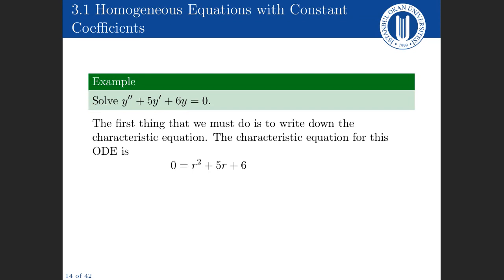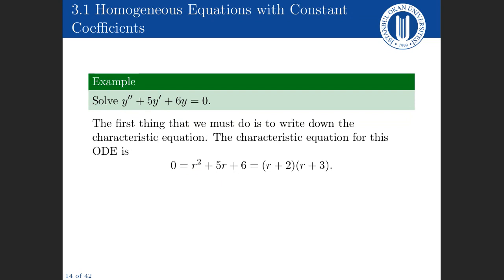And we just copy the numbers. If we look at the differential equation, I have a 1, a 5, and a 6, so my characteristic equation must have a 1, a 5, and a 6 in it. Just copy the numbers down, change y double prime to r squared, change y prime to r, and remove y. This is our characteristic equation.